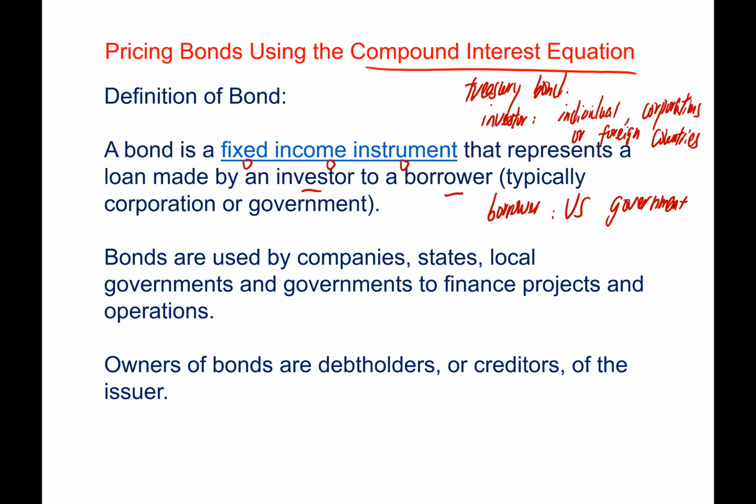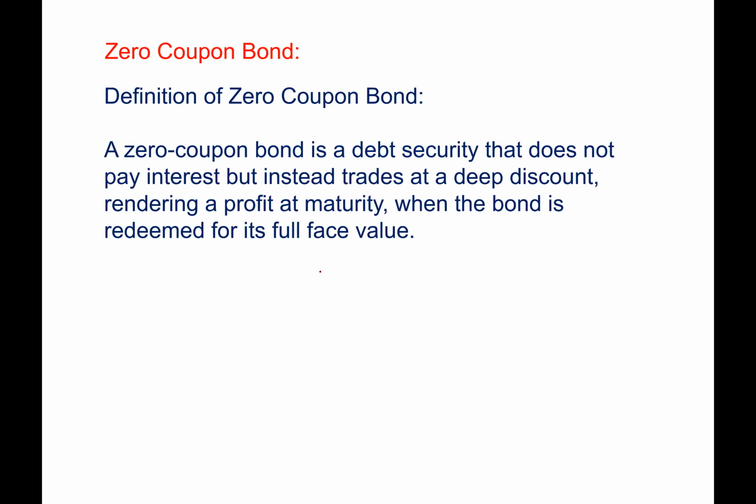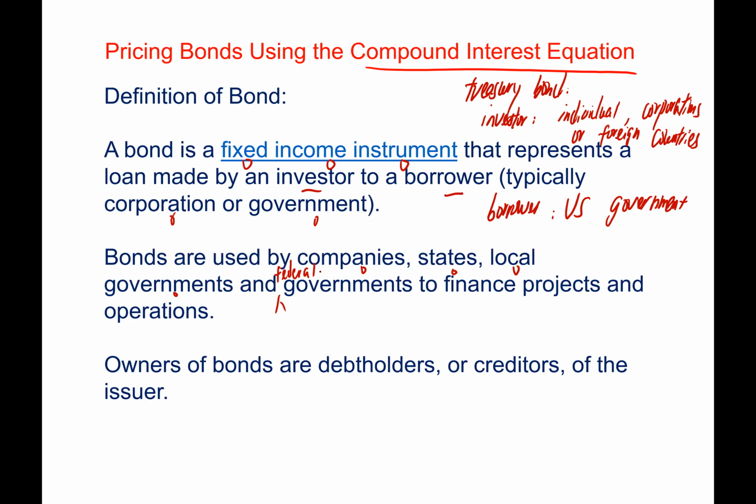And typically the borrower is a corporation or government. So we have a corporate bond, a very popular financial instrument. Also the government bond, that's another popular one. Bonds are used by companies, corporations, states, local governments, and federal governments to finance projects and operations. And owners of bonds are what we call the debt holders, creditors of the issuers.